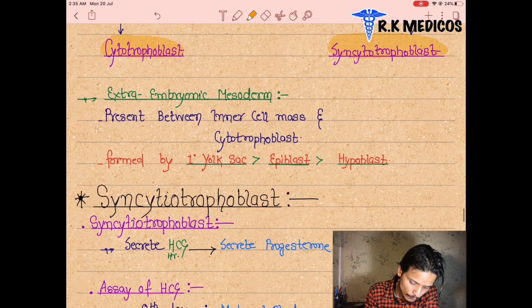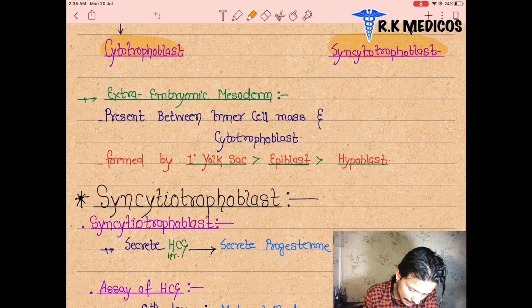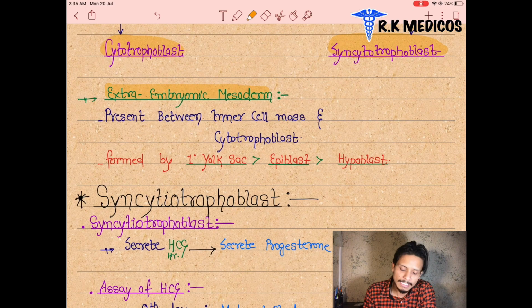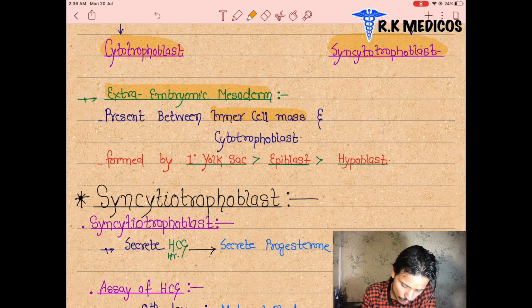The cytotrophoblast is forming the extra embryonic mesoderm. Now you can tell me, the extra embryonic mesoderm is present in between what? It is present in between the inner cell mass and the cytotrophoblast. And the inner cell mass, what is it? The inner cell mass is basically hypoblast and epiblast, and they are covering the amniotic cells and the exocoelomic membrane.